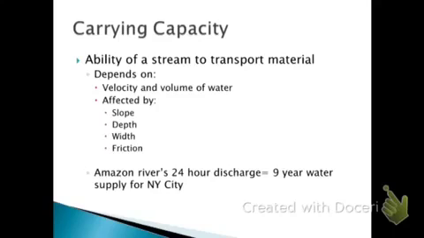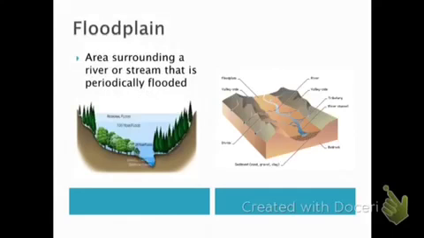In one 24-hour time period, one day, the amount of water flowing through the Amazon River is enough water to supply New York City for about 9 years.